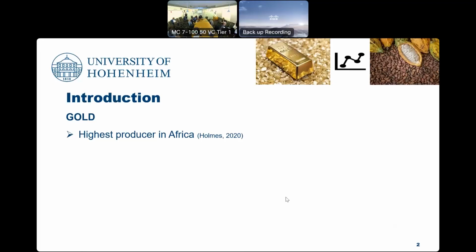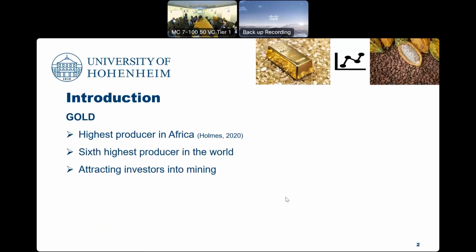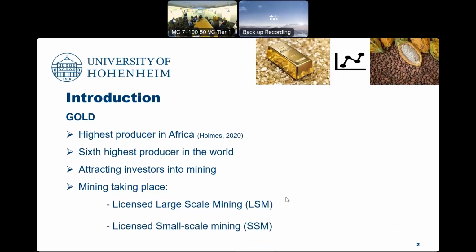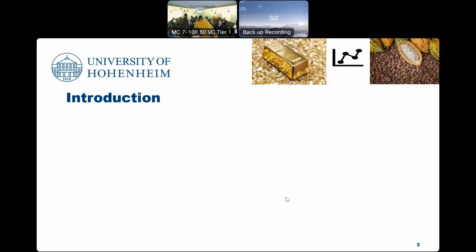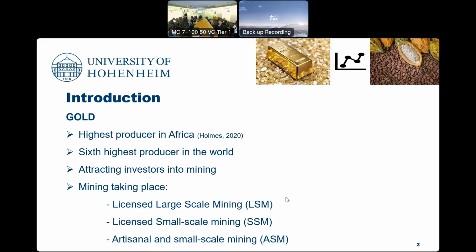Ghana is the highest producer of gold on the continent and the second highest in the world. This position is attracting a lot of investors into mining. This is happening on a licensed large scale, licensed small scale, and then there's another form of mining, which is artisanal and small scale mining. Artisanal and small scale mining is unlicensed and informal, and takes place mostly on a small scale. It can be a couple of acres to just a small plot of land. They either have sophisticated gadgets such as excavators, or they just use rudimentary tools. So that's ASM going forward.